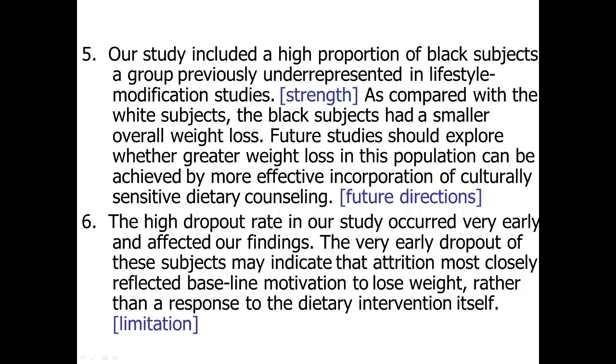So the fifth paragraph, now they give us strengths. So one of our strengths was we had a high proportion of black subjects in a group. It's a group that's previously underrepresented in this type of study. And they give some future directions. They say, well, other studies should look at different cultures and different ethnicities. They give another limitation. There's a high dropout rate. So weight loss studies, a lot of people don't finish them, and that might have affected our results.